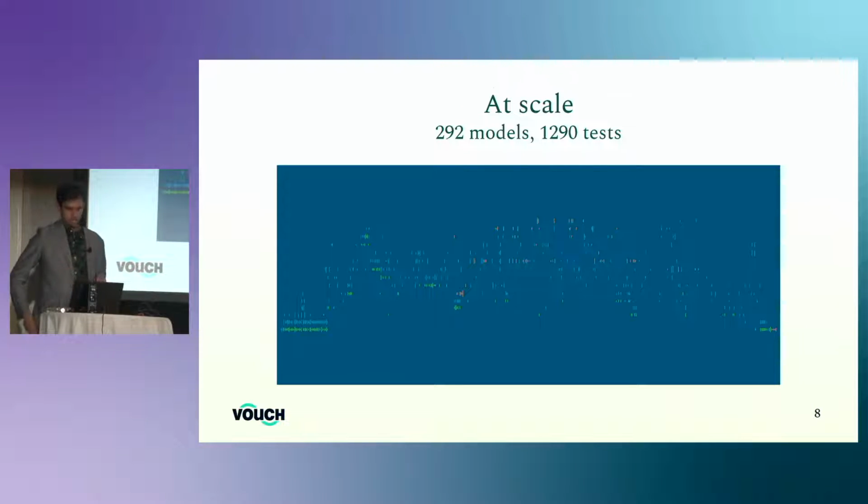And this is what our DAG looks like. I have a curved 34-inch monitor. I had to turn it on its side and then take a screenshot full screen. So this is that view. So 292 models, 1290 tests. It's too small. You cannot read anything. The lawyers at the company are happy with that.